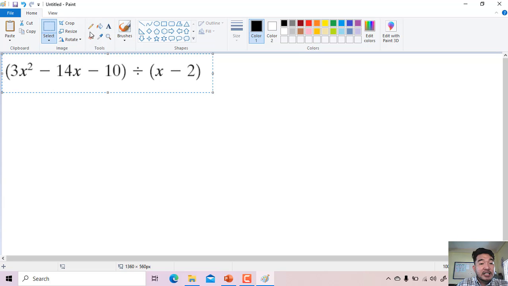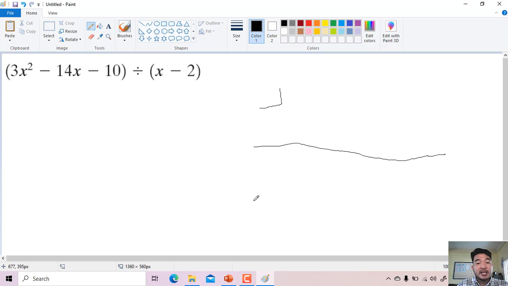So sabi natin kanina, ang setup natin ay ganito dapat. Yan. So this will be our setup. And then we write the numerical coefficients of our dividend. So we have 3. And then we have negative 14. And then we also have negative 10. And then negative 2 will become positive 2 here. So we get here our C. Negative 2 will become positive 2. And then we proceed to the process.